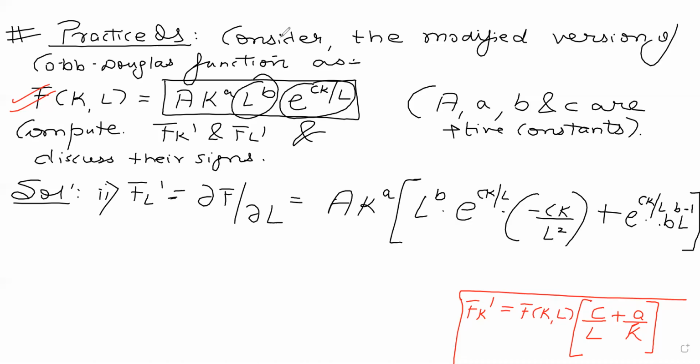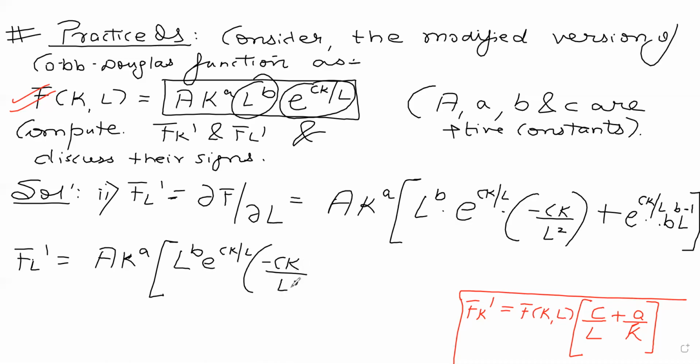B L to the power B minus. So our FL dash becomes, let's again solve this, a k to the power a times, now this I can write as L to the power B times e to the power ck by L times minus ck by L square plus L to the power B minus 1 times B times e to the power ck by L.